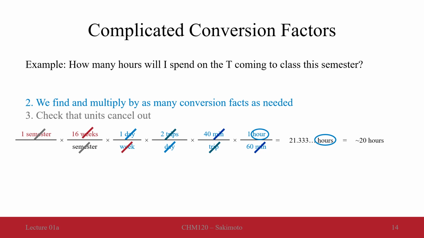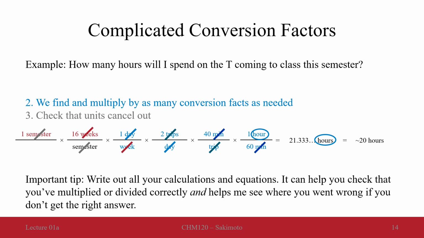Again, this is the result we've been looking for. How many hours will I spend on the T coming and going from class per semester, going from 1 semester to hours through these conversion factors? It may be tempting, particularly for simpler conversion factors, or if you are in need of taking some shortcuts, to not write down all of your work, to just do it mentally, to just put final answers. I highly recommend, I strongly suggest that you write out and show all your work.